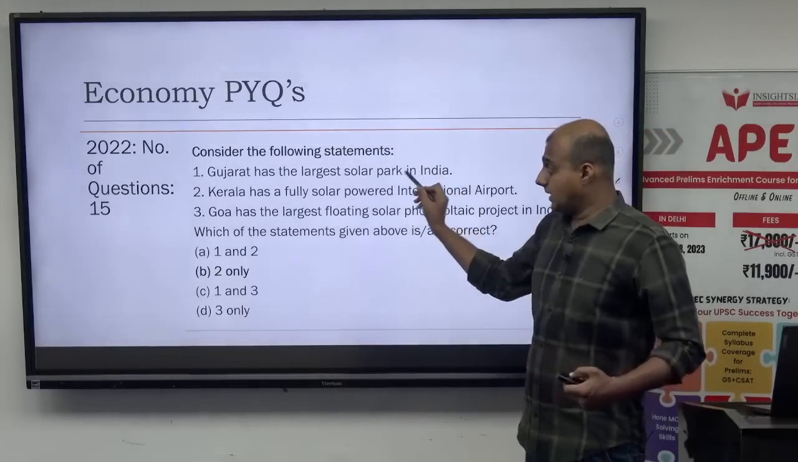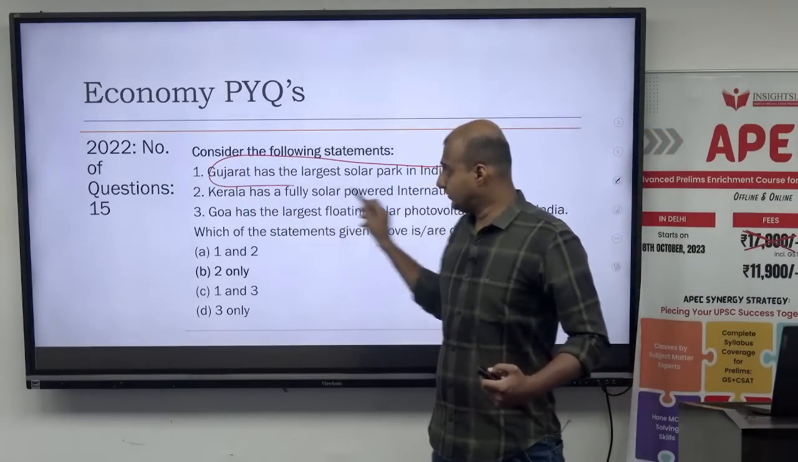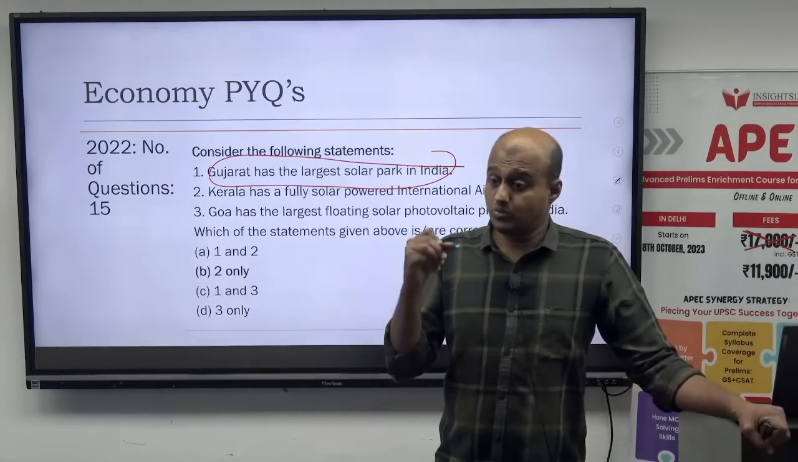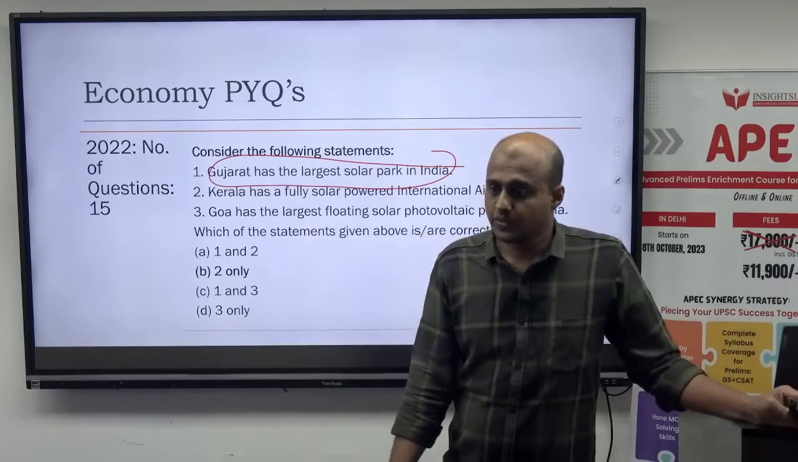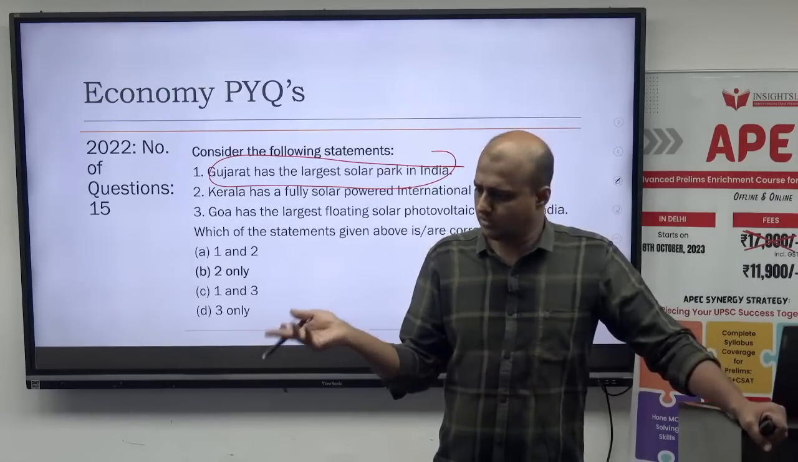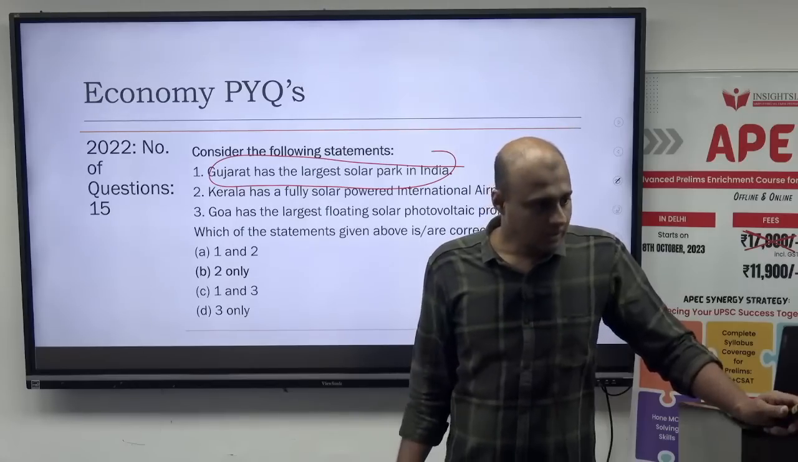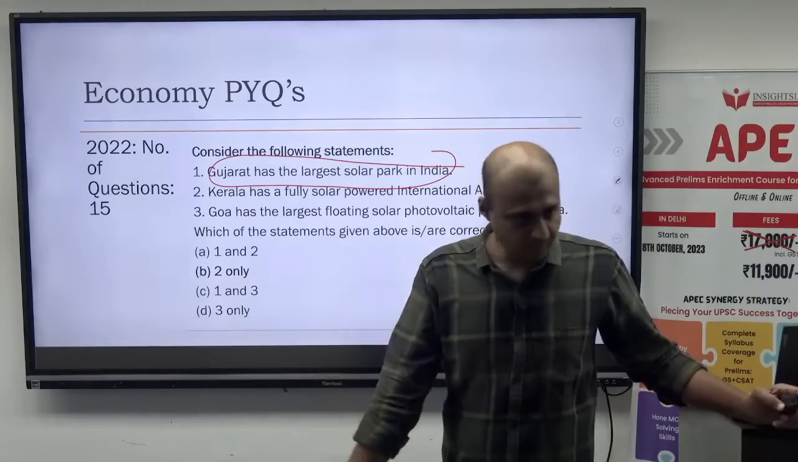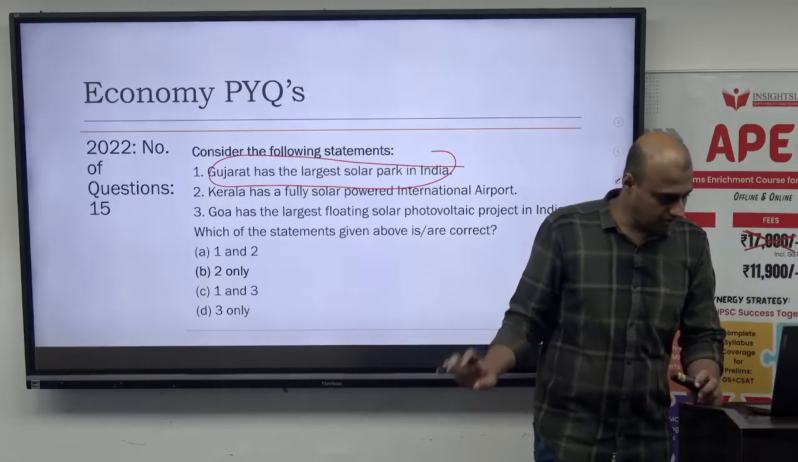Then see, earlier we never used to study these kinds of questions. Which is the largest solar park in India? Or which state produces most of the solar energy? Within renewable energy, which is more, is solar more, is wind more? All those things we never used to study earlier. It's actually typical factual, but still now they are asking those questions also. Fine, you can't completely leave them.